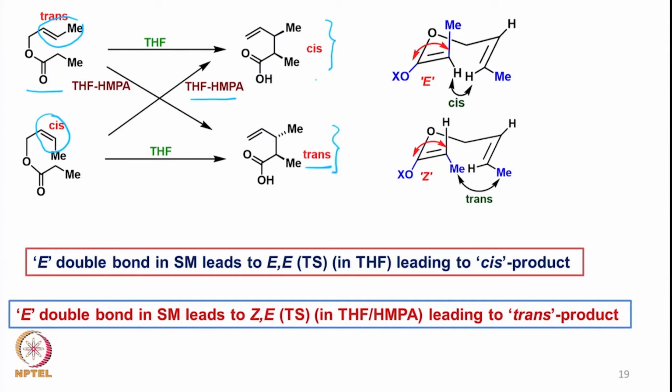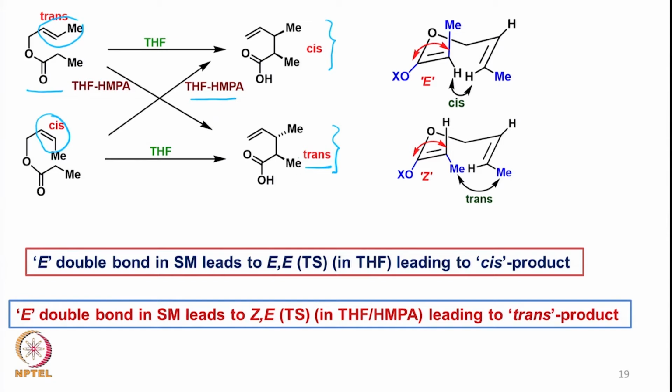This is not really cis and trans in terms of the double bond, but it is just a way of defining that the methyl groups are basically towards the same side. Similarly, the methyl group and methyl group here are on opposite sides, therefore it is trans. It is not something to do with the double bond cis-trans. So, we start with the trans double bond and we get a product which looks like this, and if we do it in THF/HMPA, the product is opposite to this.